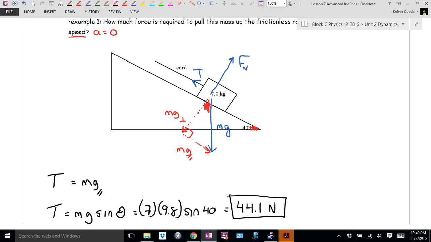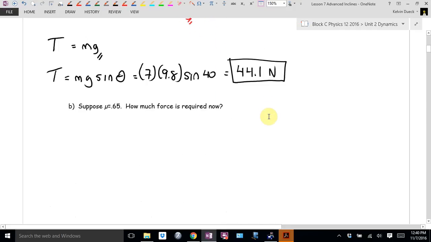Moving up the hill, there's friction. Is it still at a constant speed? Yeah. So, Dylan, I can still say everything up the ramp has to equal everything down the ramp.